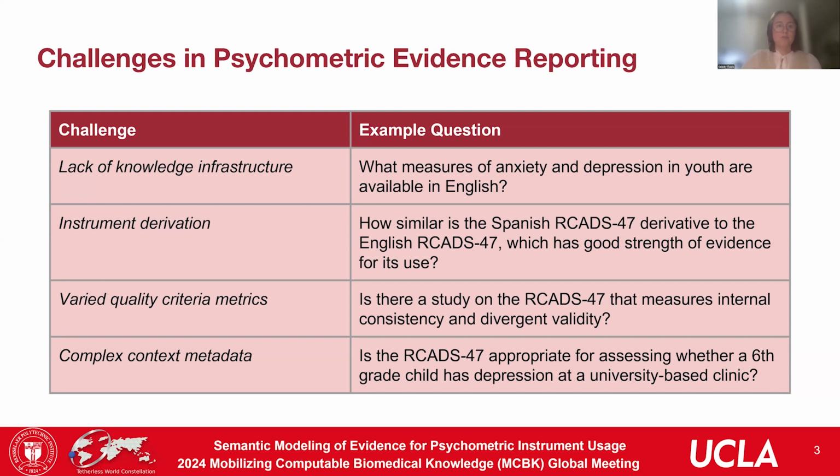Second, there's a lack of support for tracing the derivation of instruments, and without the structured representation, it's difficult to associate evidence with the appropriate instrument in a family. There are also varied quality criteria metrics across research studies, which adds difficulty in comparing assessment instruments. And finally, there's a lack of representation of complex context metadata, which makes it difficult to determine whether your purpose for using an assessment matches the original intended context, or if it's even been validated for the group that you want to use it with.